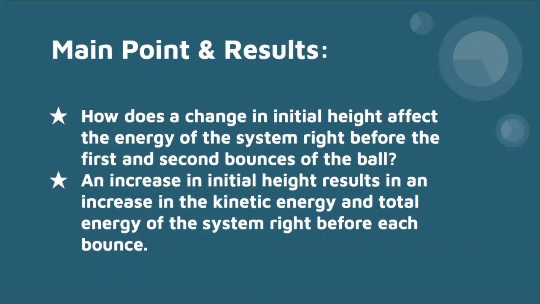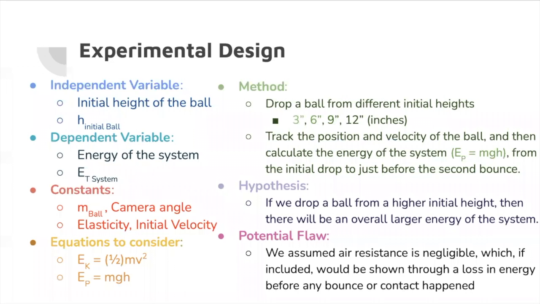Our results showed that an increase in initial height leads to an increase in both kinetic and total energy of the ball right before each bounce. Our independent variable in this experiment is the initial height of the ball, and our dependent variable is the energy of the system. We are holding mass, camera angle, elasticity, and initial velocity constant, and we're looking at both the kinetic and potential energy equations.